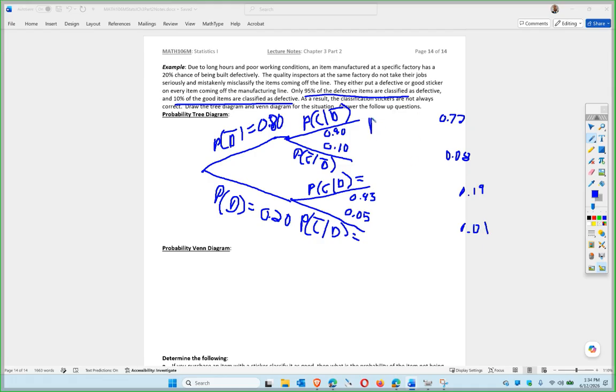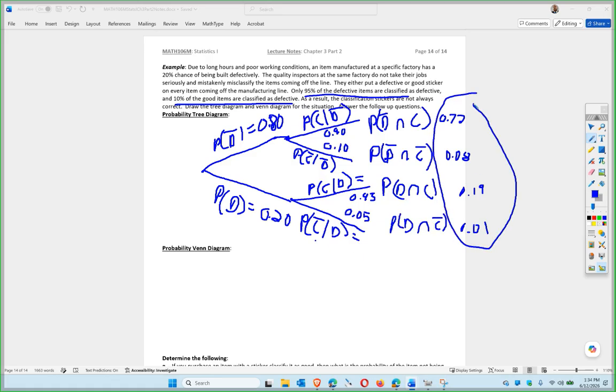So this is the probability of not defective and correct, right? This is the probability of not defective and not correct, right? This is the probability of defective and correct. And this is the probability of defective and not correct. Those are the four. And what you notice is this adds up to 1, doesn't it?